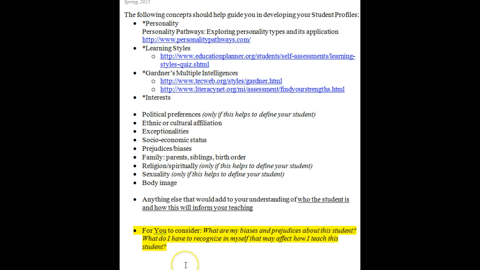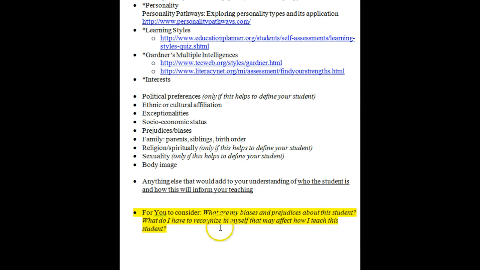I've also included an asterisk here that says for you to consider: What are my biases and prejudices about this student? Be honest with yourself. Be very honest because all of us have biases and prejudices. The most important thing is when you realize this, then you can do something about it. So I want you to take time and think about this. What do I have to recognize in myself that may affect how I teach this student? This is a very important thing for you to consider.